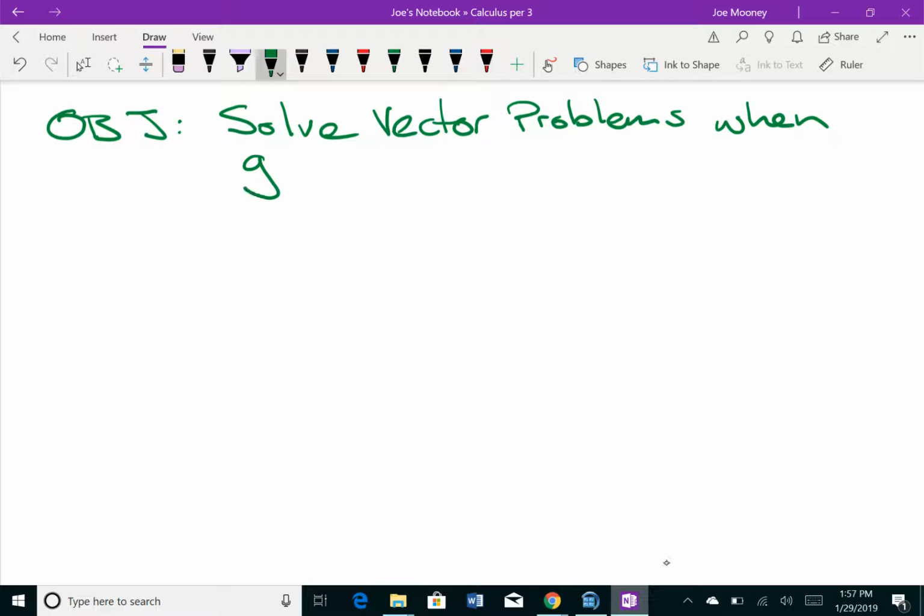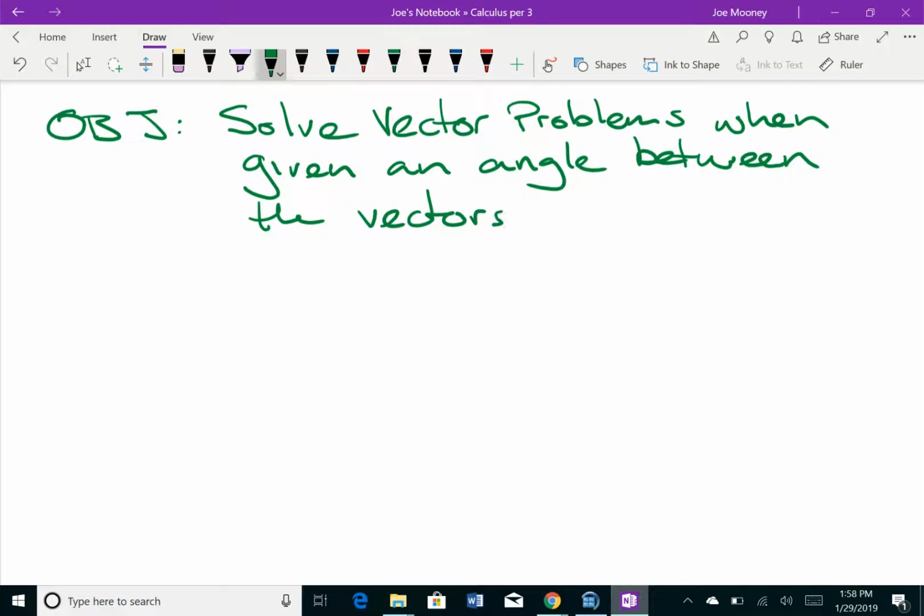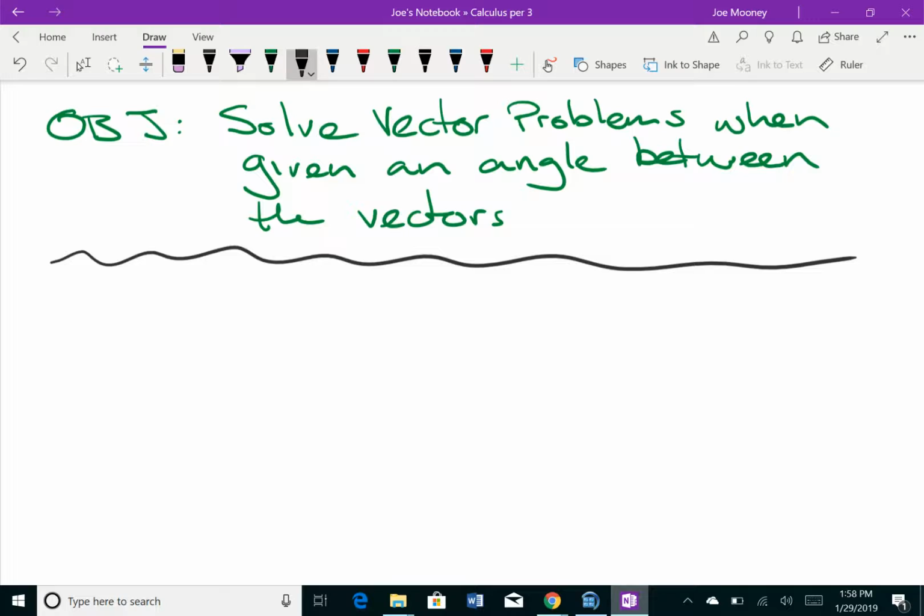When given an angle between the vectors. Okay, so every time we see an objective, we really don't even know what it means until we work through the problem and look over it at the end. So it's just going to be another way to deal with vectors. And you're going to have some that are given in a weird way that you've never seen before. Up until now, we've seen winds and drawing and planes flying and this and that and the other.